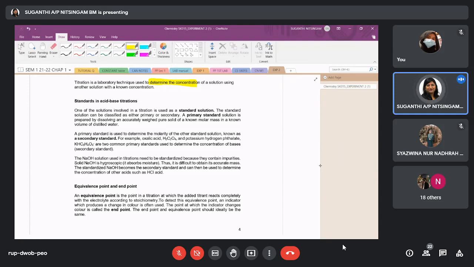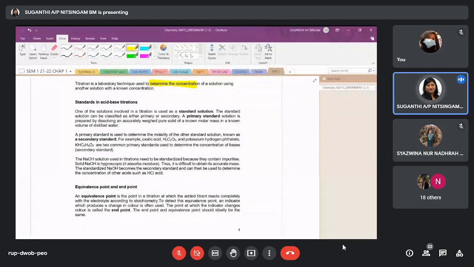The NaOH solution used in titration needs to be standardized because it contains impurity. Okay, so but this one, the standardization is done by the lab assistant. So nothing for you to worry. Dia memang akan sediakan. So tugas kamu untuk masuk dalam your burette.